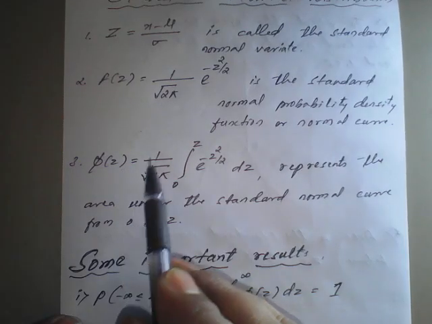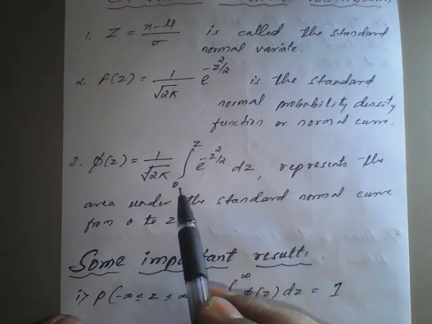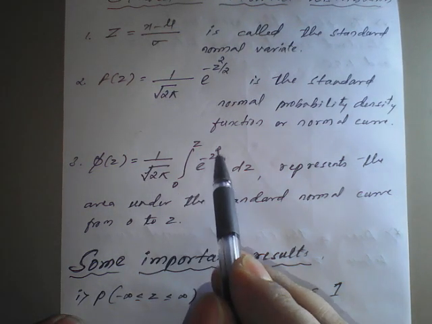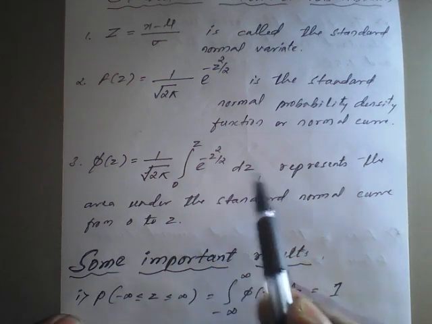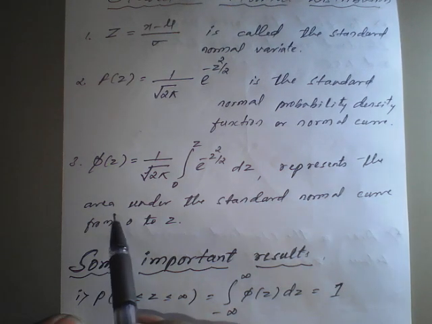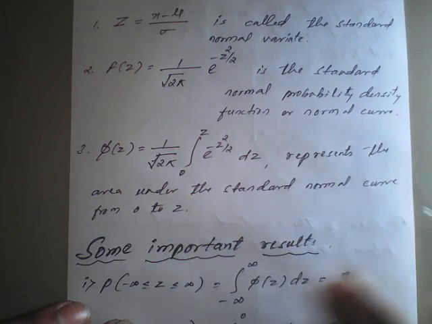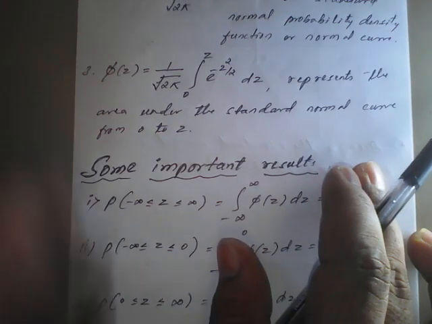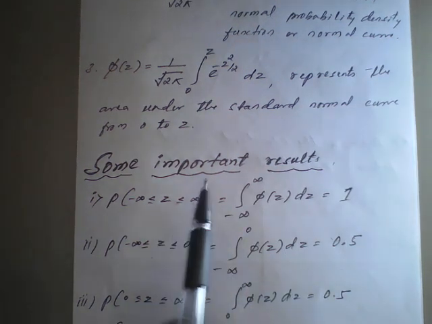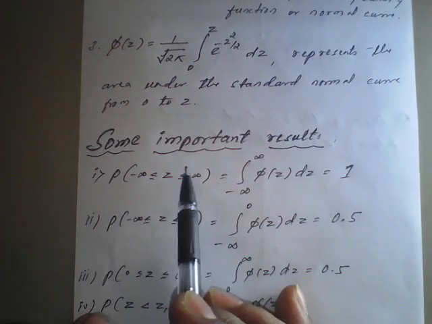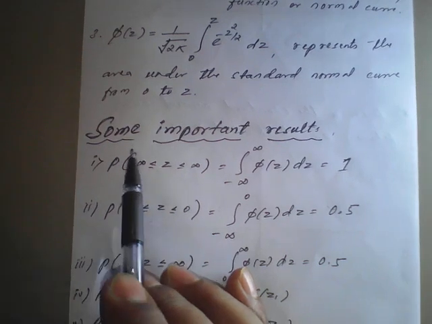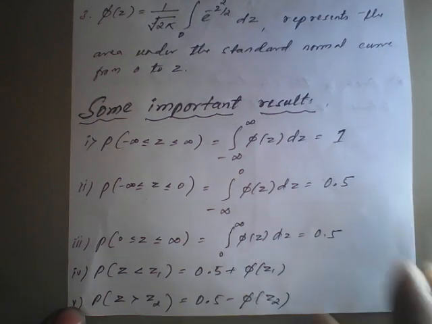And phi of z is equal to 1 upon root 2 pi integration 0 to z e raised to minus z square upon 2 dz, which represents the area under the standard normal curve from 0 to z. So these are a few standard normal distribution results, and some more results will be most helpful while solving the examples.